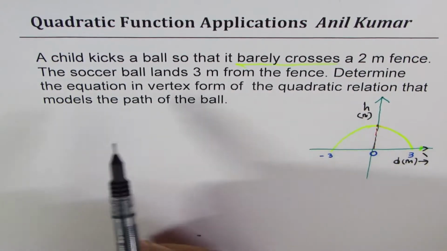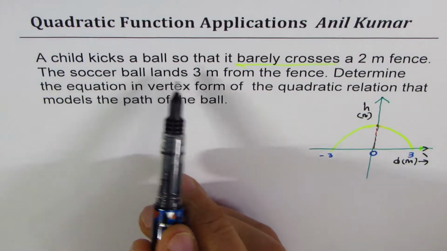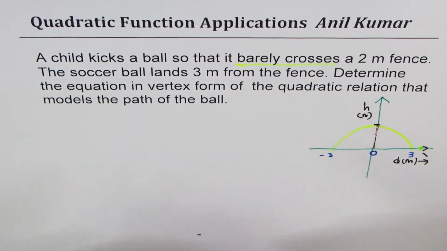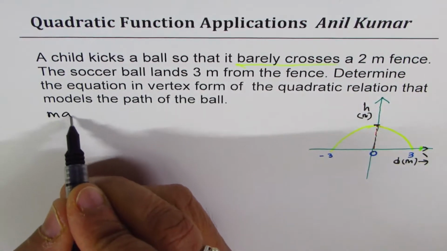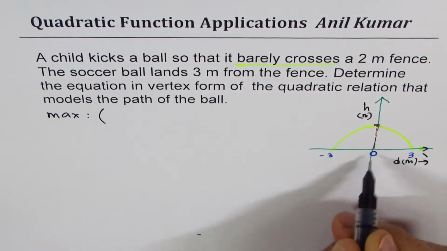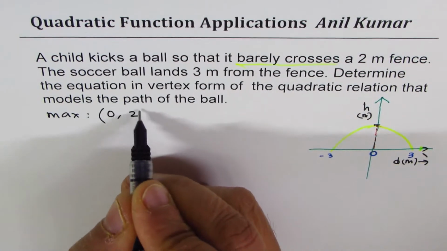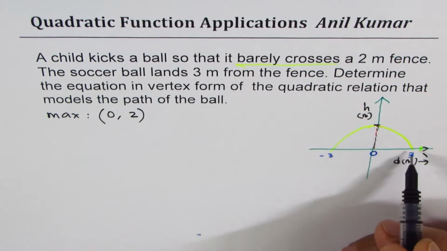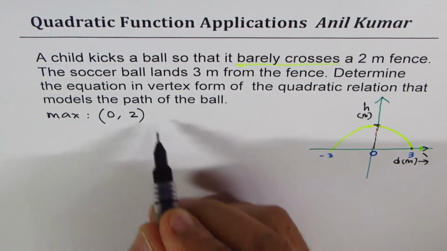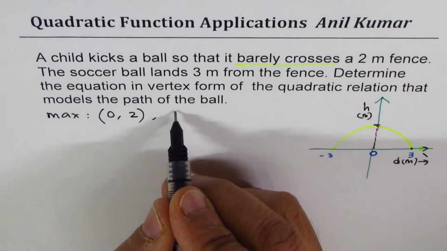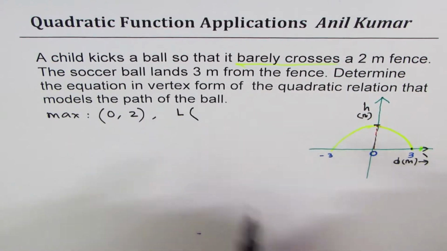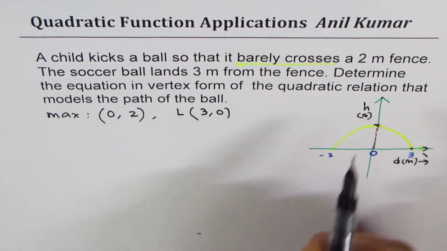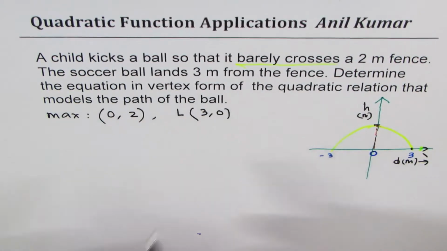That's the whole idea. So a child kicks a ball so that it barely crosses the 2-meter fence. That's clear. So that is your maximum value. So maximum is at (0, 2). The soccer ball lands 3 meters from the fence. So the point where it lands, let's call this point L. This point will be (3, 0). Determine the equation in vertex form.